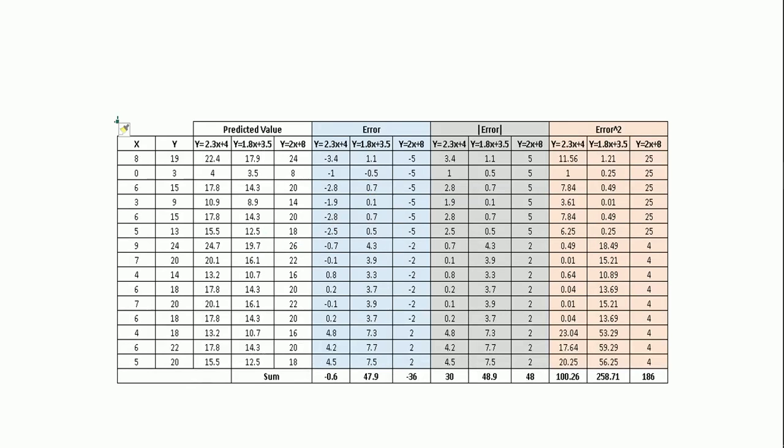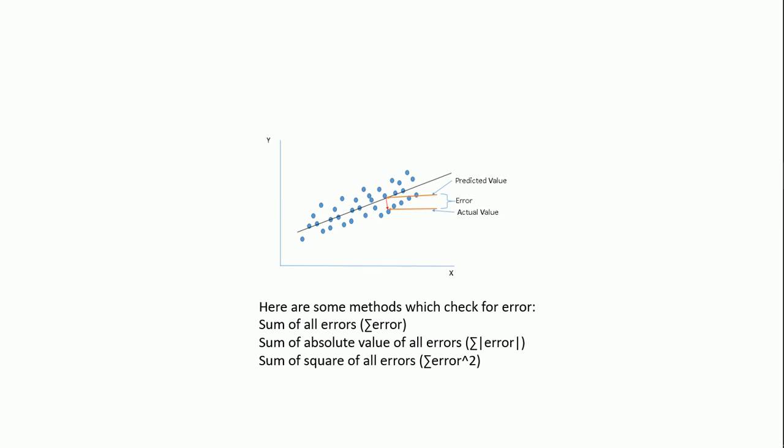First, sum of all errors. Using the equation of the line y is equal to 2.3x plus 4, I have found the error, which comes out to be minus 3.4. Then similarly, according to the sum of all errors method, which is in the blue tuple, I have calculated the error using the equation y is equal to 1.8x plus 3.5. And similarly for the third line, y is equal to 2x plus 8, I have an error that is minus 5.